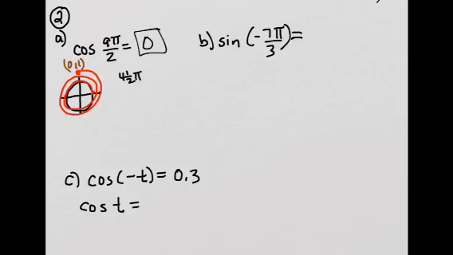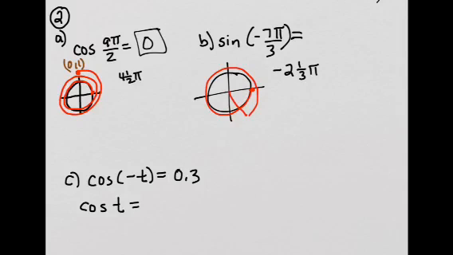That's the answer. For letter B, it's negative 7 pi over 3. So we have the unit circle. Here's the x and the y. And now we're going in the negative direction, but this is negative 2 1/3 pi, right? That's negative 7 pi over 3. So again, we start on 0. We're going in the negative direction, so there's negative 1 pi, 2 pi, and 1/3 of a pi more, so that would be about right here.